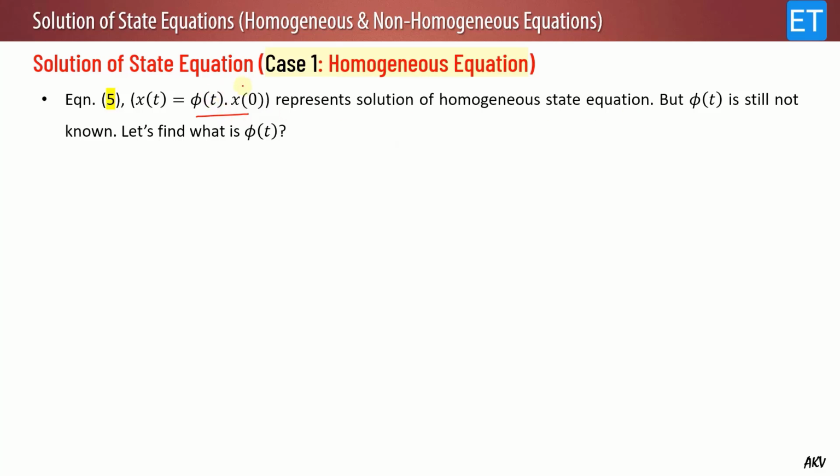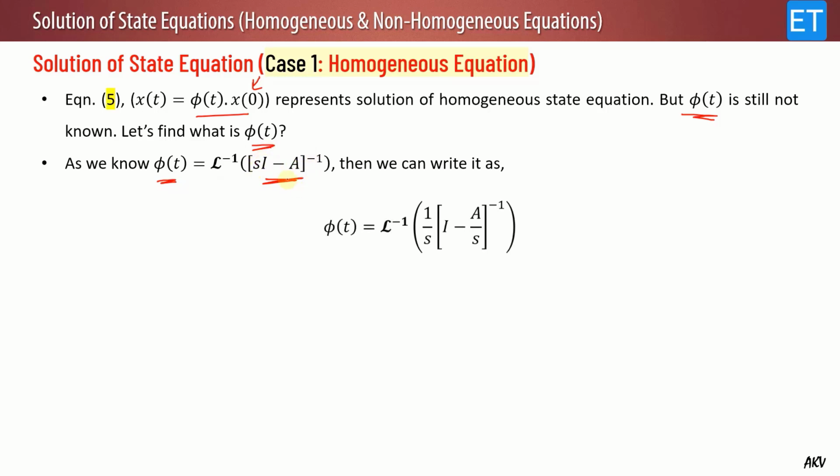But here, since x(0) are the initial conditions, they are known, but phi(t) is still not known. So let's find what this phi(t) is. As I said, phi(t) is the Laplace inverse of phi(s), and phi(s) is (sI minus A) inverse, which we have just shown in the previous slides. So I can do some operation. Taking s common, because of the power minus 1, it becomes 1 upon s, and inside the bracket it is I minus A by s.